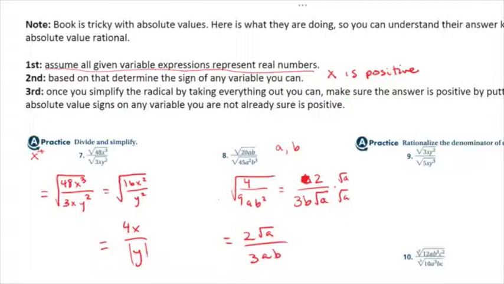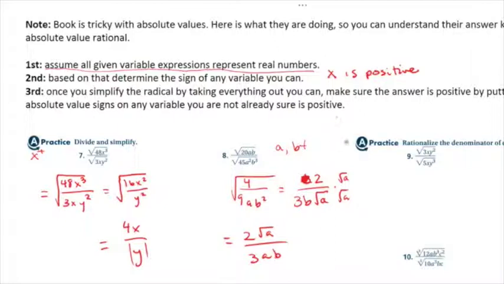And again, I thought that the book was missing its absolute values around a and b, but it turns out by logic you can determine that both a and b were positive to begin with. And so we didn't need them. Okay, let's just practice that logic for number 9, and then we'll go on.